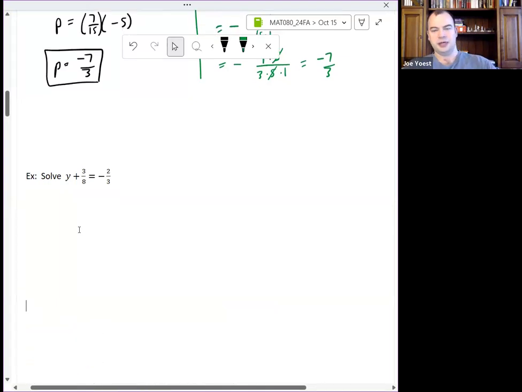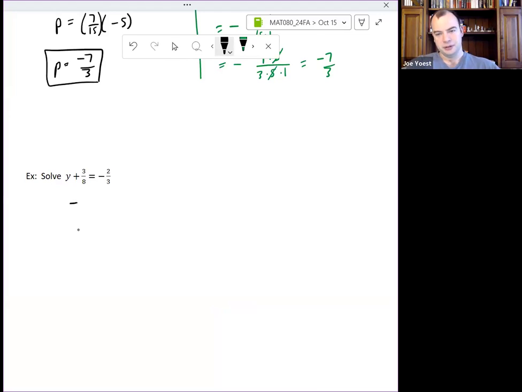And then last but not least, we have this problem, y plus number equals number. How do I solve this? How do I get the y by itself? I subtract off this number. In this case, it's a fraction, 3/8. And I subtract it from both sides. So I get y equals -2/3 minus 3/8. And again, I need to simplify this.